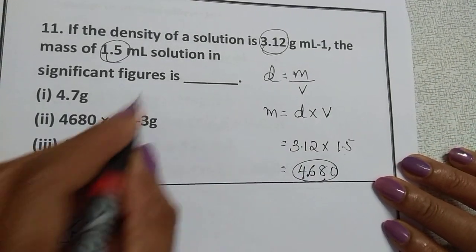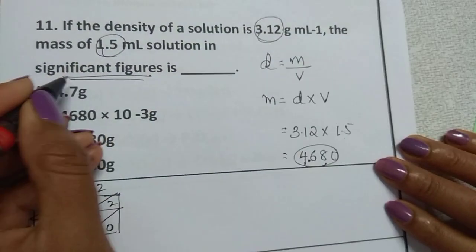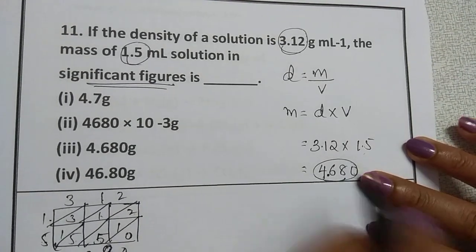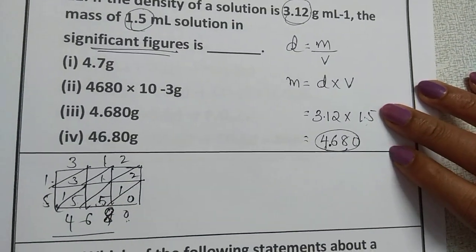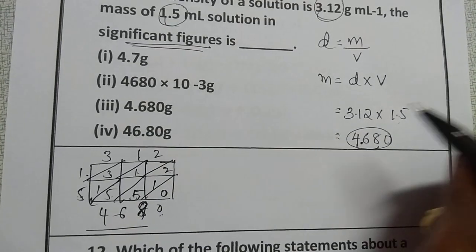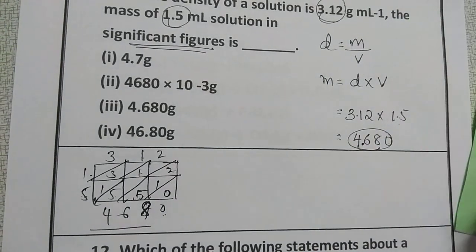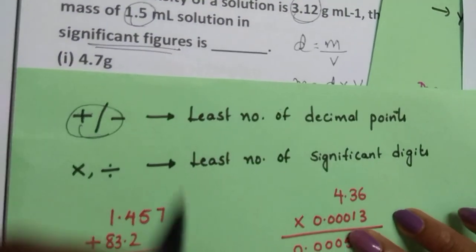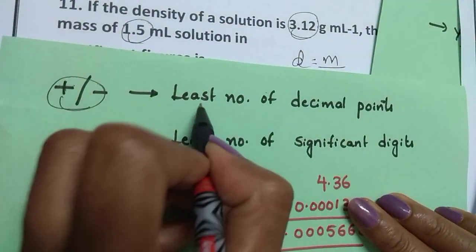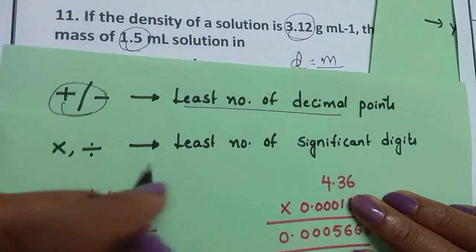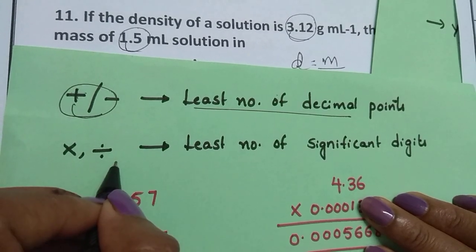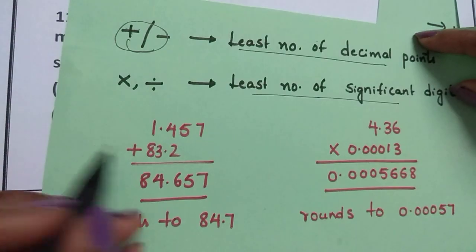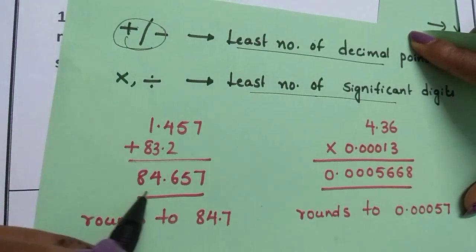This is the mass. But here they're asking us in significant figures. Significant figures means you need to round off this number exactly. When you are multiplying, here I will show you one point. See, when you are doing addition or subtraction, you have to check the least number of decimal points. But when you are doing multiplication and division, you have to see the least number of significant figures. This is important.